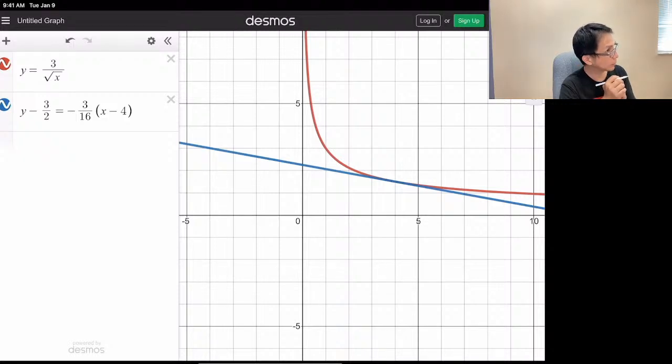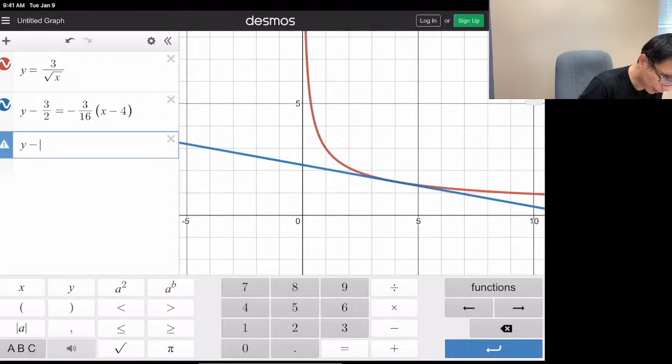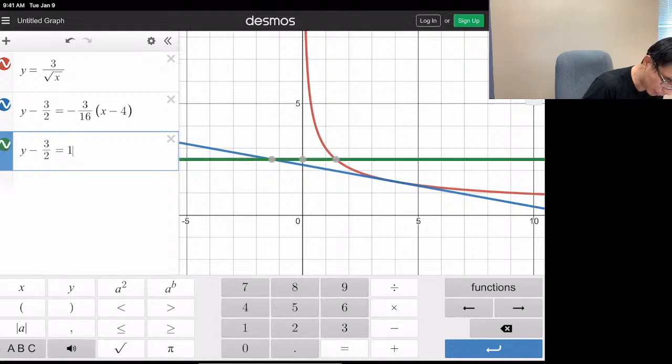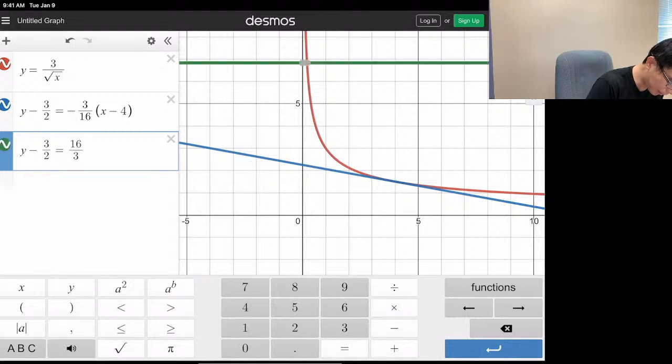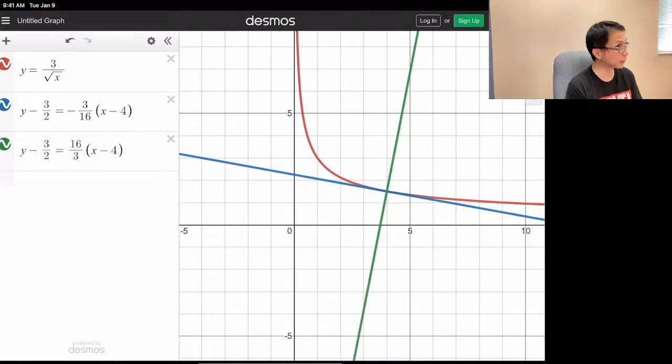Are we okay? And then the other equation that we got, the 16 over 3, that's going to be the normal line. So if you see that, it's going to be y minus 3 over 2 equal to 16 over 3 times x minus 4. You're going to see that they're 90 degrees to each other. Okay? You see that it's 90 degrees to them.